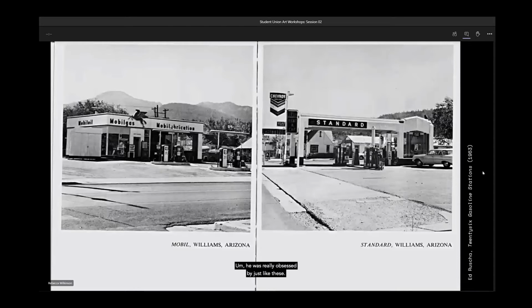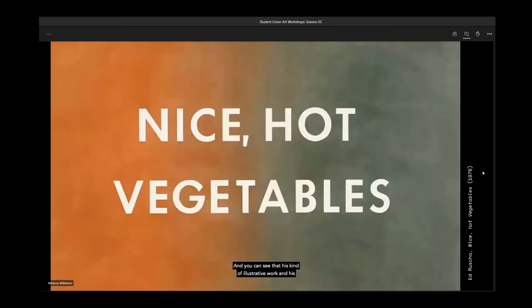He was really obsessed by these crappy old gas stations, and he traveled the country photographing them and essentially elevating them to the status of art by photographing them and publishing them in a book. And you can see that his illustrative work and his fine artwork is very much inspired by the vernacular design that he was really interested in. So this is a close-up of one of his pastel drawings.